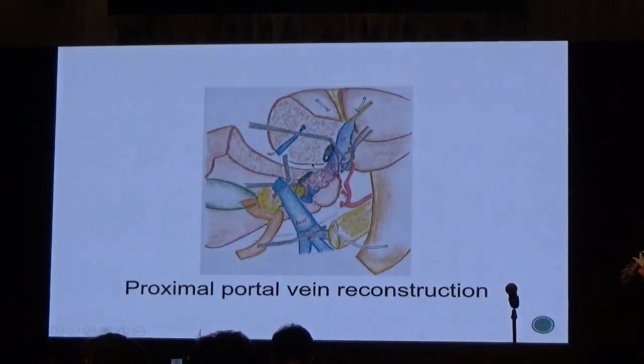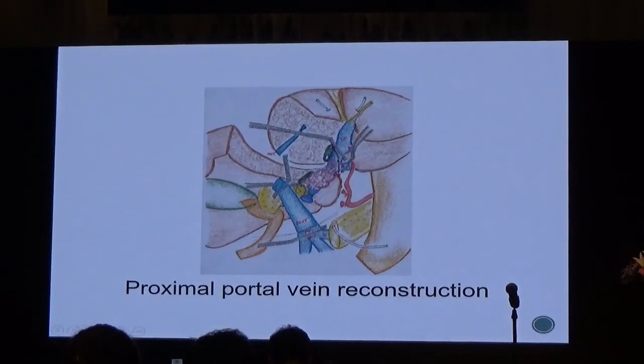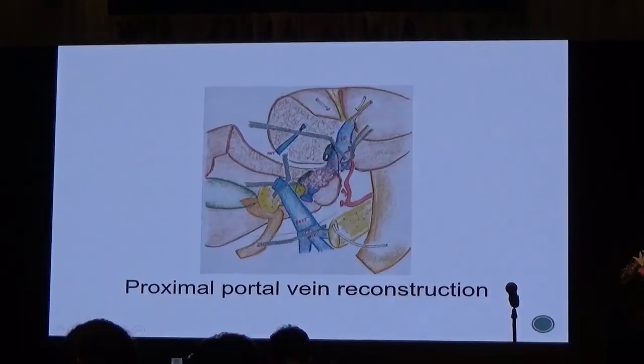After dividing the liver, here proximal portal vein reconstruction was carried out, after placing the vascular clamp proximal to the splenic vein junction. And the vascular clamp was placed here obliquely on the umbilical portion of the portal vein and the P2 branch here. And the oblique dissection of the portal vein was carried out here after proximal portal vein reconstruction.